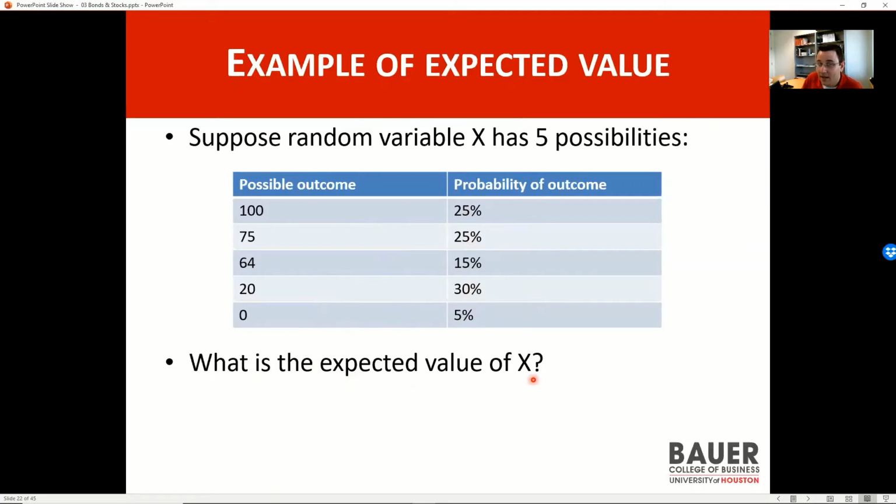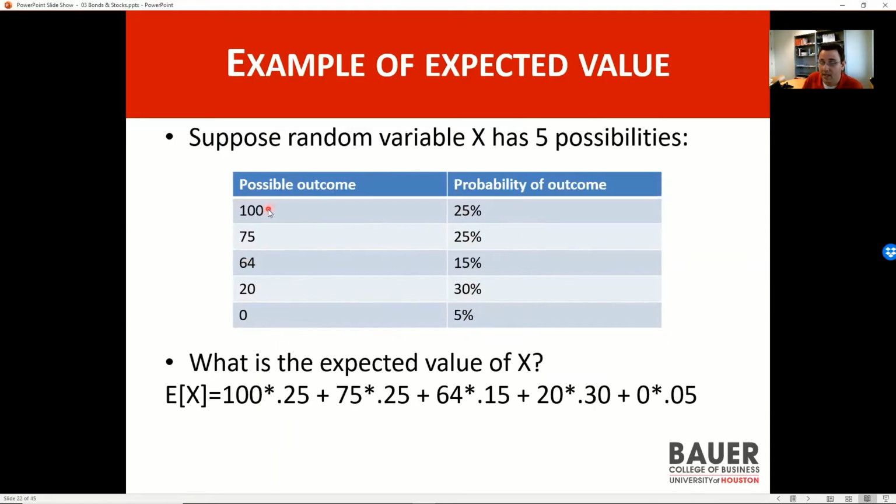So what is the expected value of x? Well, we're going to calculate the weighted average of these outcomes, where the weights are given by the probability. So we multiply each outcome by its probability and then sum all of those up. So 100 times 0.25, plus 75 times 0.25, plus 64 times 0.15, plus 20 times 0.3, plus 0 times 0.05. That gives us an expected value of 59.35. Now, why are expected values weird? Well, we'll never get 59.35, right? This is the rat cornered by 9 cats example. 59.35 is not one of these possible outcomes.